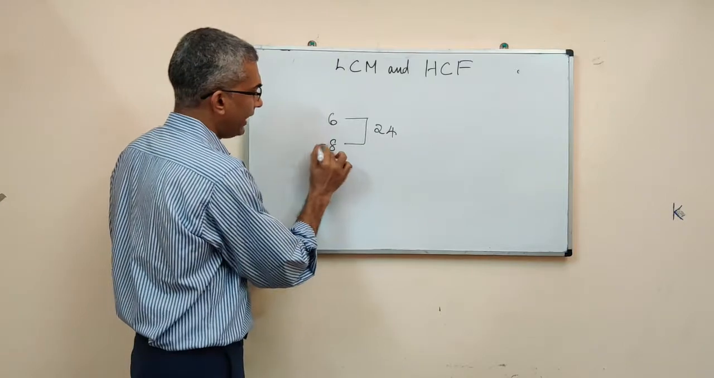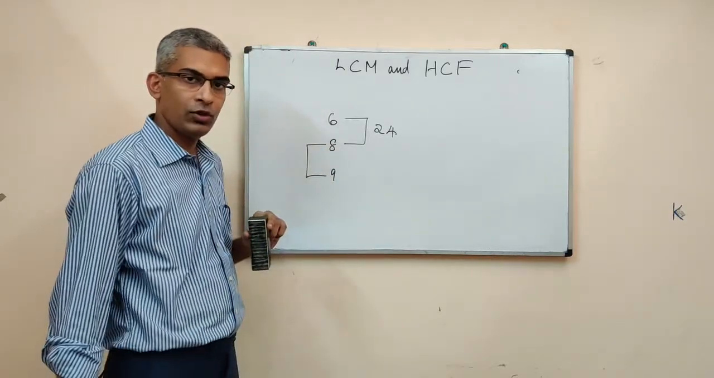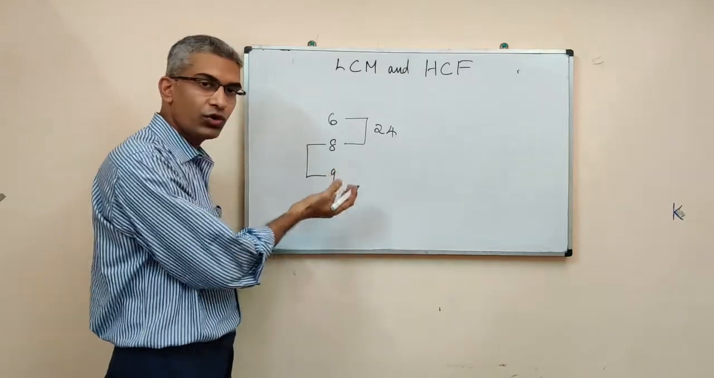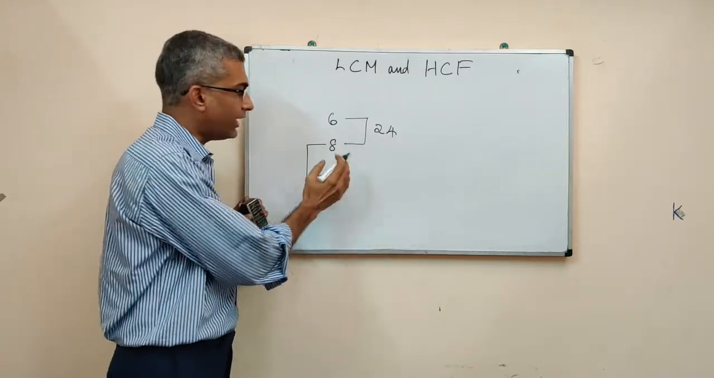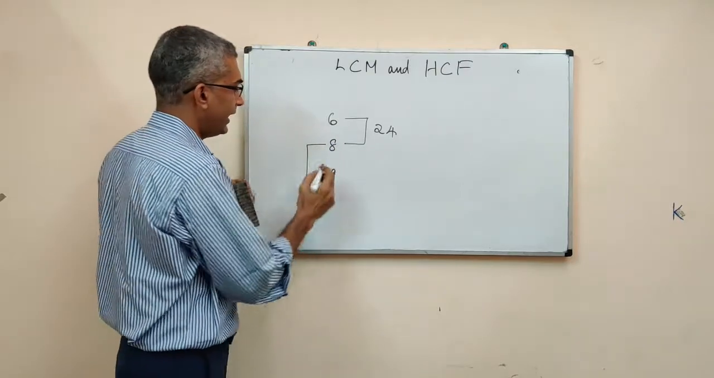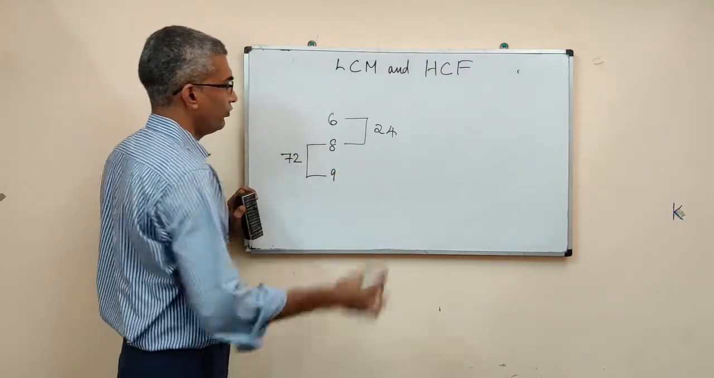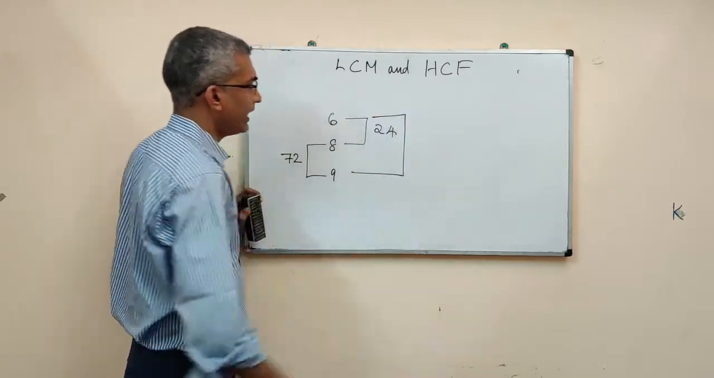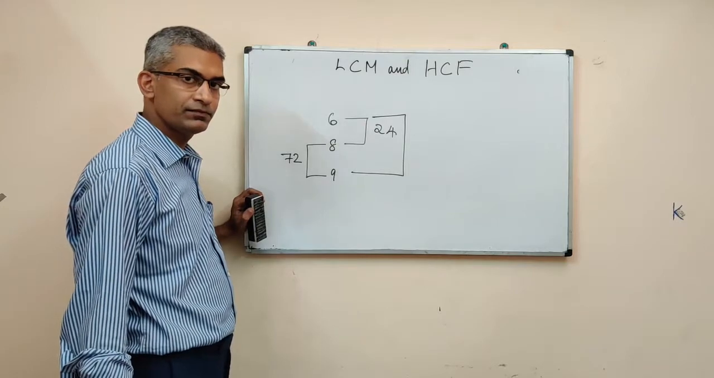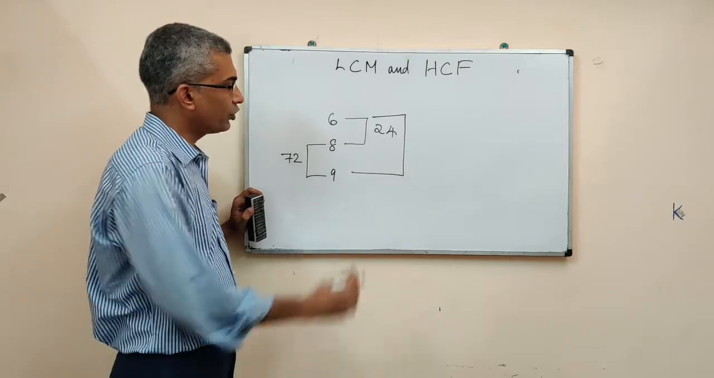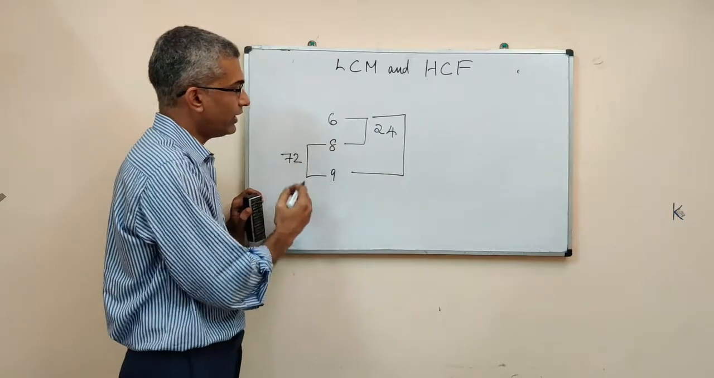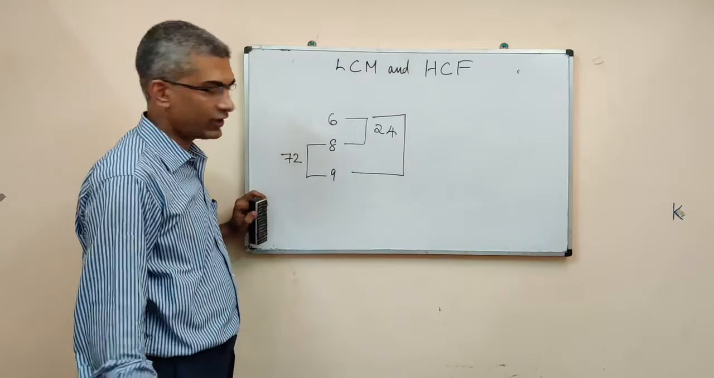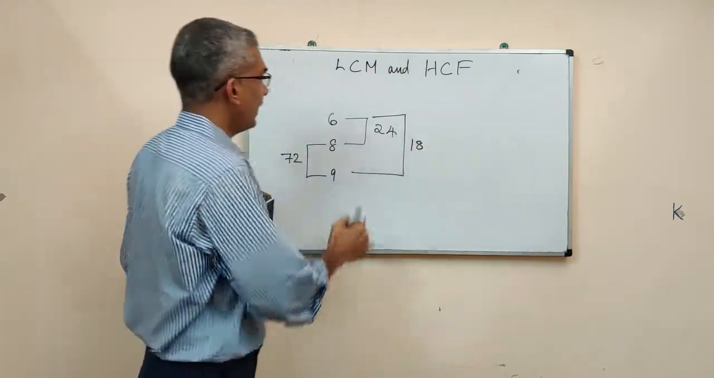What about 8 and 9? You see that it is 8 into 9, because there is no common factor between these. So the LCM will be the product of 8 and 9, so it will be 72. What about 6 and 9? You go through the multiples of 9, and you see that 18, the second multiple of 9, will be the third multiple of 6. So 18 is the LCM between these two.